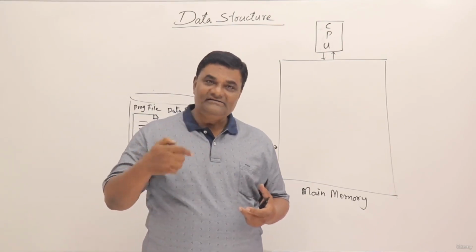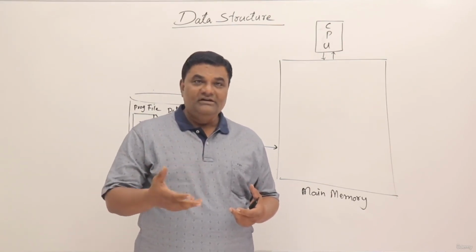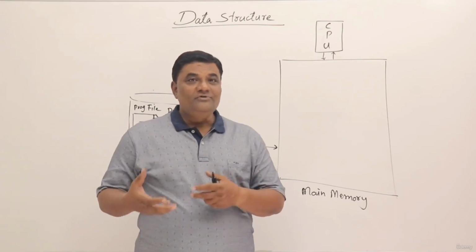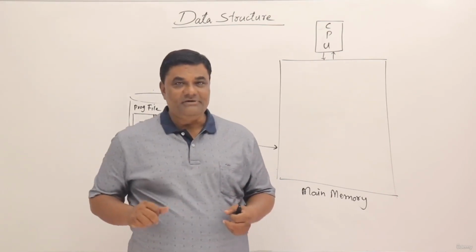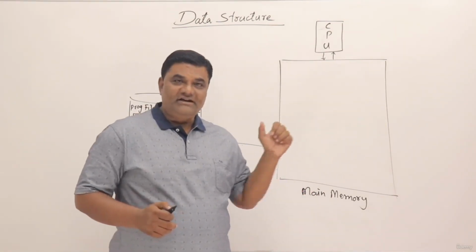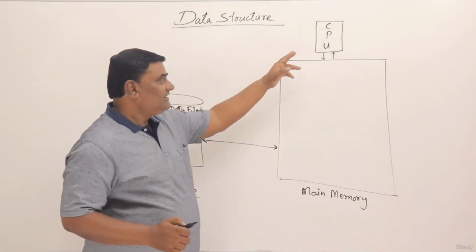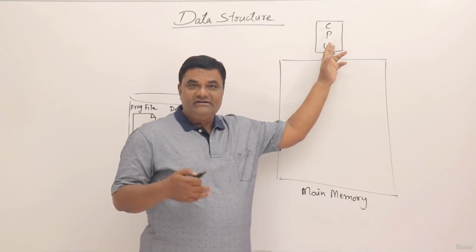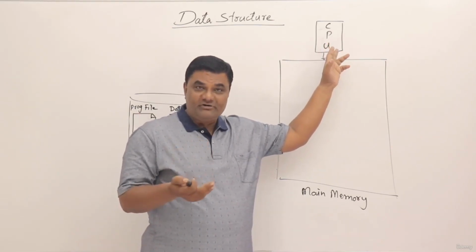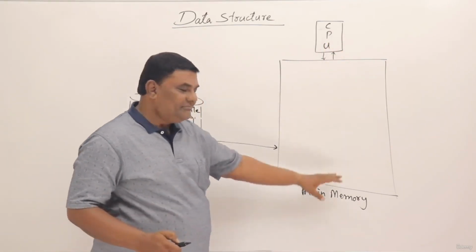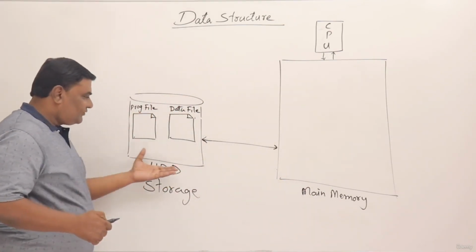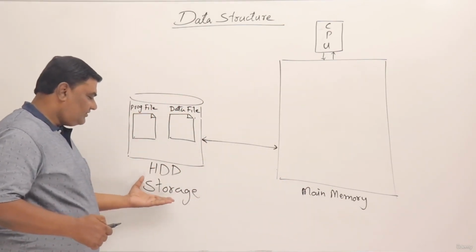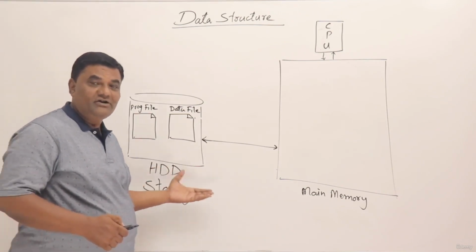So I'll take an example and explain to you in detail how the program utilizes data and how they put the data inside the main memory. Let us look at this diagram. Here is the CPU processor, that is the central processing unit, that is our microprocessor, and this is main memory. Let us say this is RAM, and this is storage, that is hard disk drive or external storage, or we just call it storage.